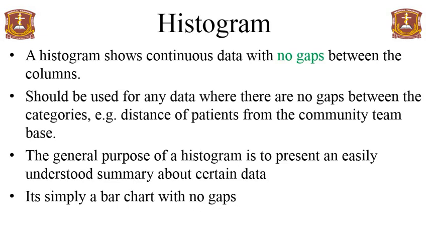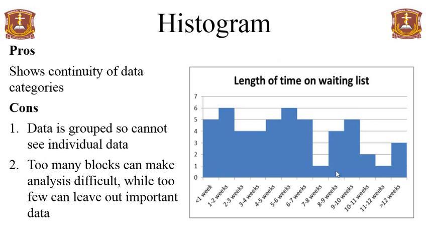So this is actually how a histogram looks. This is a very simple, very simplified one. You can see there are no gaps between the bars, and therefore we can tell some kind of interrelation between these bars themselves. Yeah, so there is continuity of data categories as indicated by the graph, but then the challenge is that data is grouped, so we cannot see individual data. It's hard to see the marked individual data.